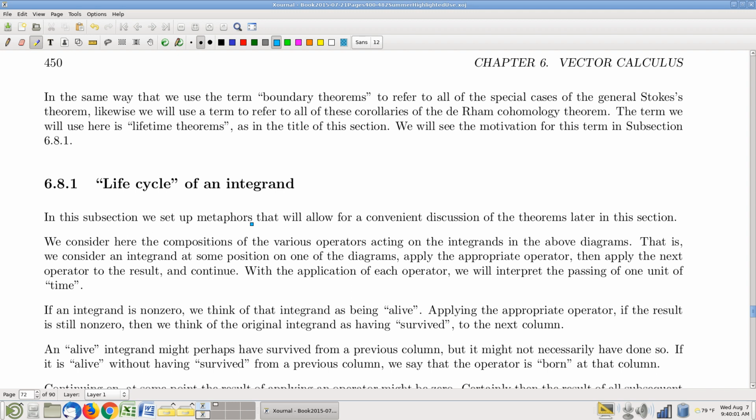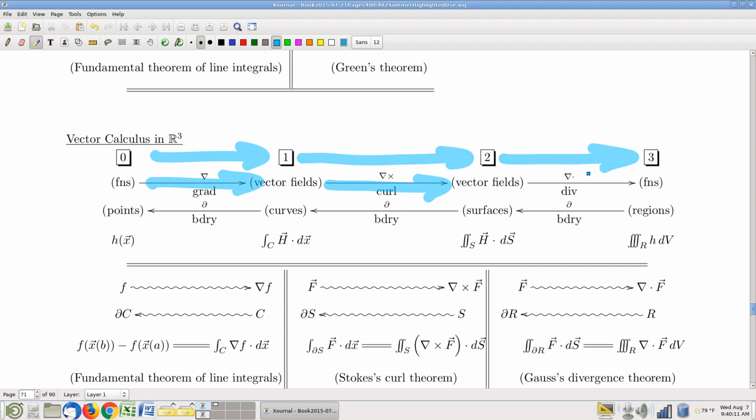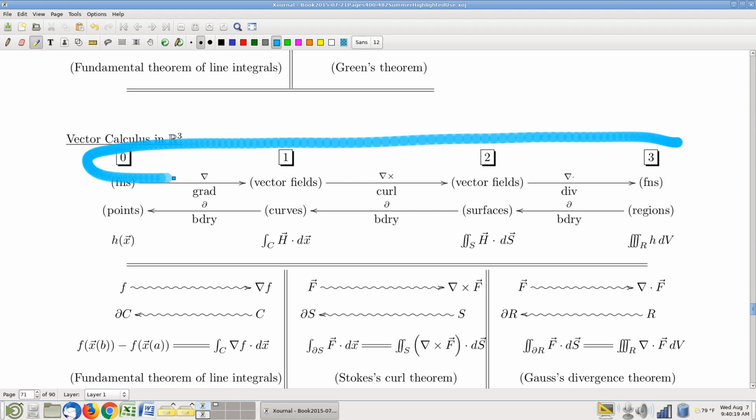So I want to look at our diagram and think of this process of applying operators. Note that every time you apply one of these operators, the dimension of your context goes up by 1. I want to instead think of this as an indicator of time. It's a metaphor. It's not actually time, but in my little metaphor, I'm going to think of this as being time.